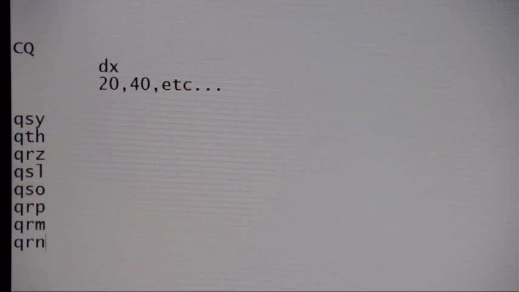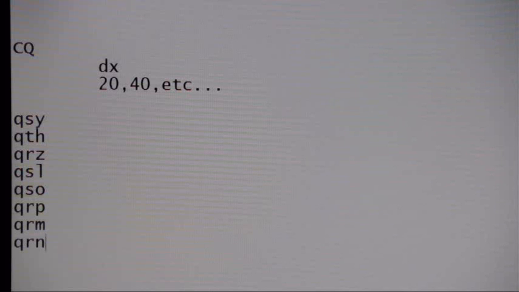The first one, QSY, is pretty straightforward. Basically what that means is I'm going to switch frequencies, or depending on how you use it, it could be a question: do you want to QSY, let's QSY, or I'm going to QSY. It'll usually be followed or preceded with the intended frequency that you'd like to change to. So basically QSY means change frequencies.